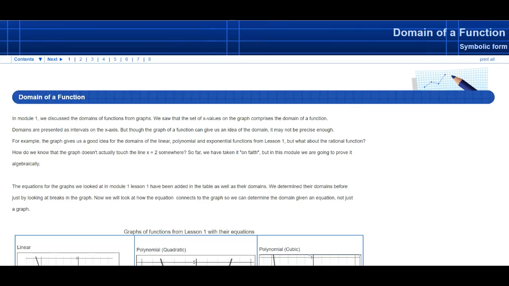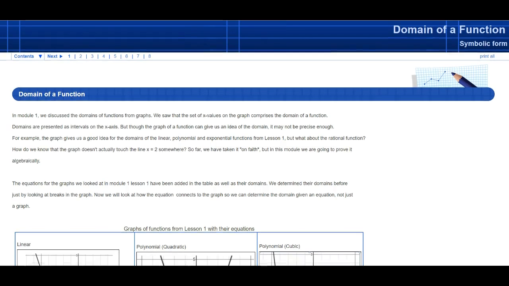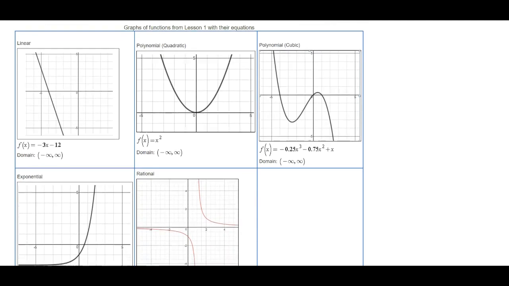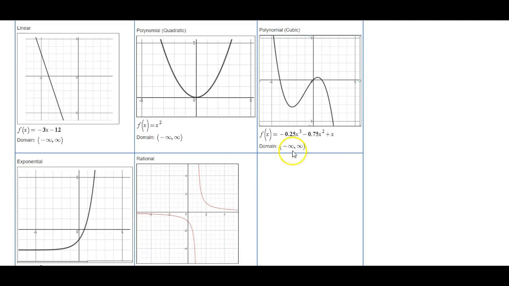Hello. In this video, I'd like to continue discussing the domains of functions algebraically. In the last video, we looked at these graphs that were in the Module 1 lessons, and we talked about how linear and polynomial functions have domains that are all real numbers because I'm not violating any of the rules of real numbers when I plug any value x into their symbolic form, these equations.